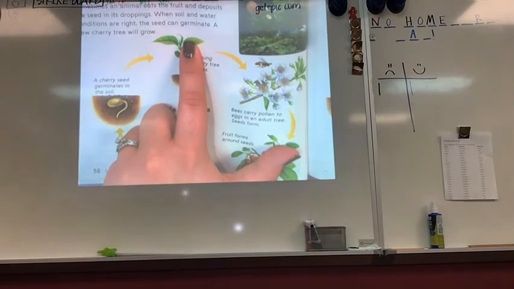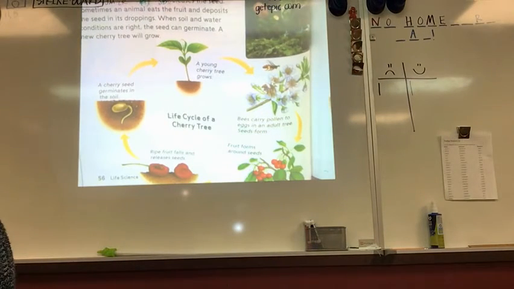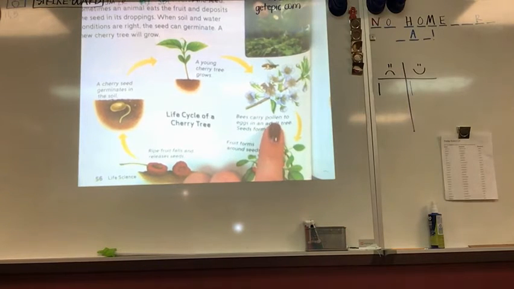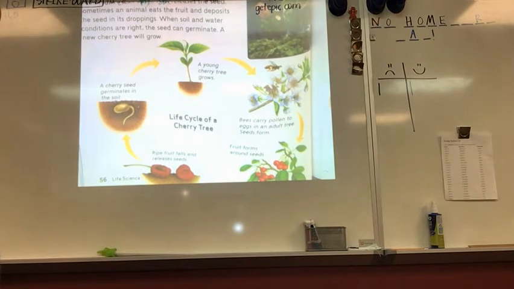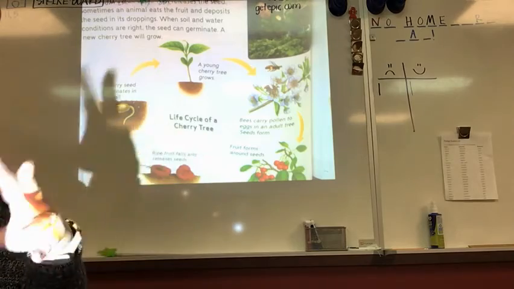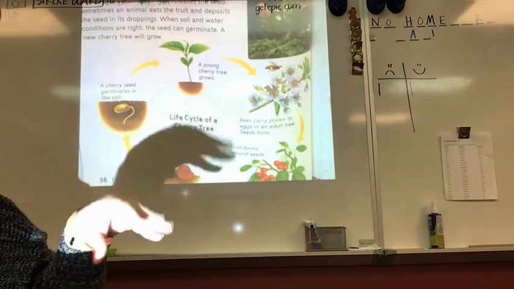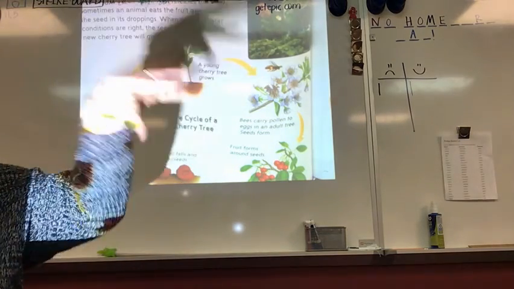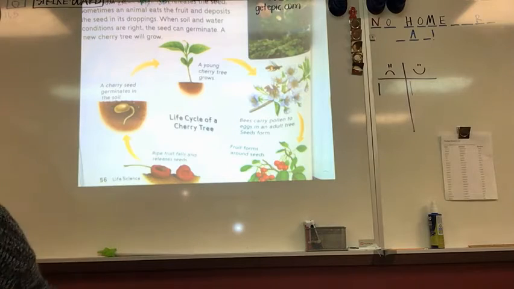After that, what happens next? Emerson. Bees carry pollen to... in an adult tree seeds form. Good. So bees gather pollen from all these flowers. They buzz around. They go to the flowers in the tree, and they drop that pollen off. That's when seeds start forming.